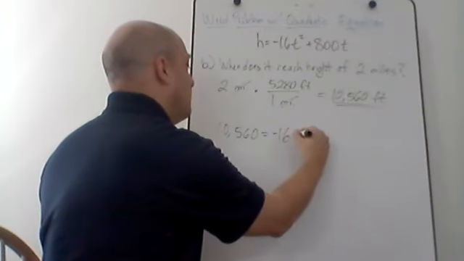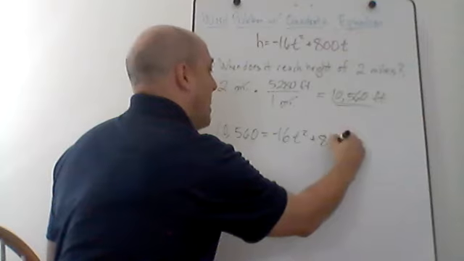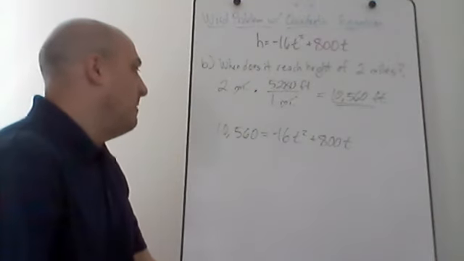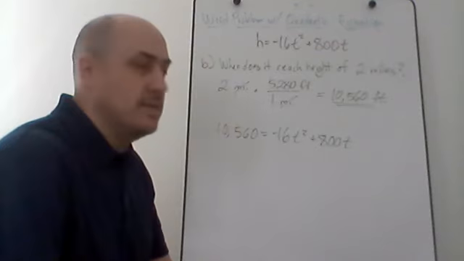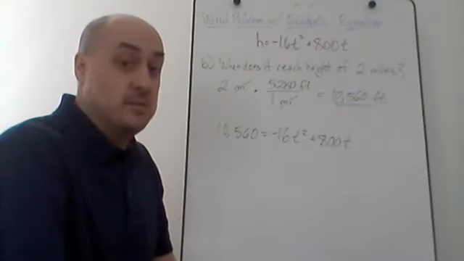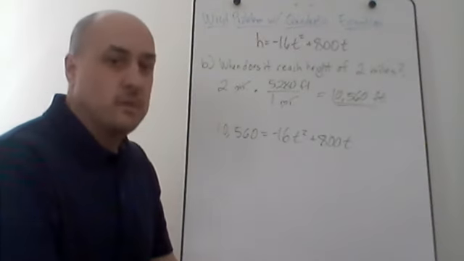Just like it doesn't make sense for me to plug in miles for the time, it also doesn't make sense for me to plug in miles for my measurement of feet. So I have 10,560 equals negative 16t squared plus 800t. Not looking like a fun equation to solve. Some of those numbers are pretty big there, but we deal with it.